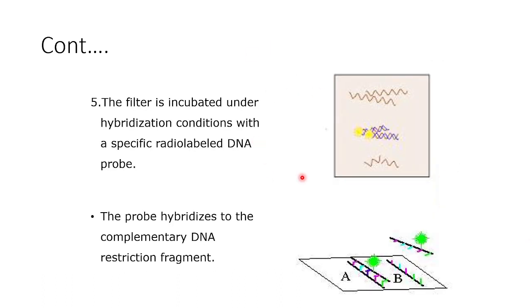Now all the nucleic acids, basically all the DNA molecules, are transferred onto the membrane. Now you just discard the gel because it is of no use. You take the membrane, because now the membrane is very useful to you. The membrane or the filter is incubated under hybridization conditions with a radiolabeled DNA probe. Then the probe hybridizes to the complementary DNA restriction fragment. It goes and binds over there, like you see.